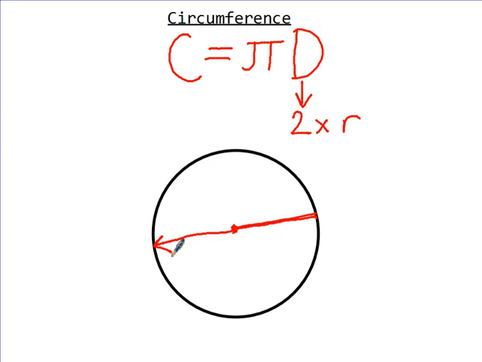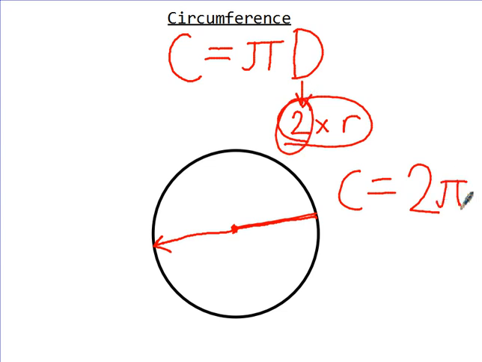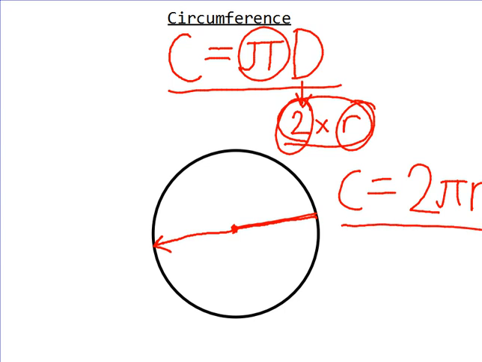So if we substitute 2 times r into this equation up here, we will get a new equation, which is C equals 2 from the 2 here, then pi from the pi up here, and then r from the radius. So we've got 2 formulas we could use. We've got C equals pi d, or C equals 2 pi r, and you'll need to use different ones depending on the question. So let's look at 2 questions where we would need to use each formula.